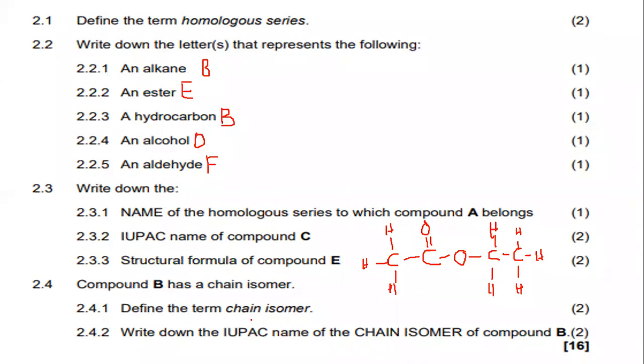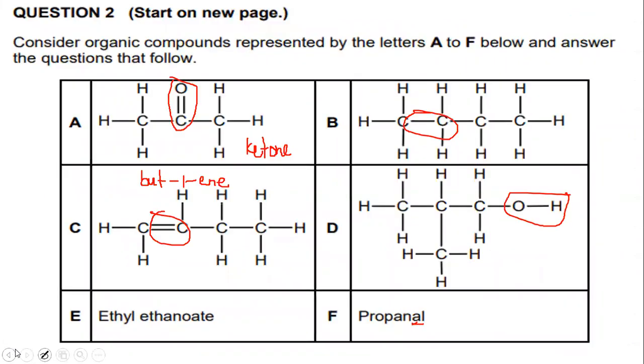Define a chain isomer. You should know what is a chain isomer by now. We said a compound with the same molecular formula, but different chain type. So same molecular formula, but different chain type. So they want the IUPAC name of the chain isomer of compound B. So they don't want the IUPAC name of B, but they want that of its chain isomer. So let's go and check at B.